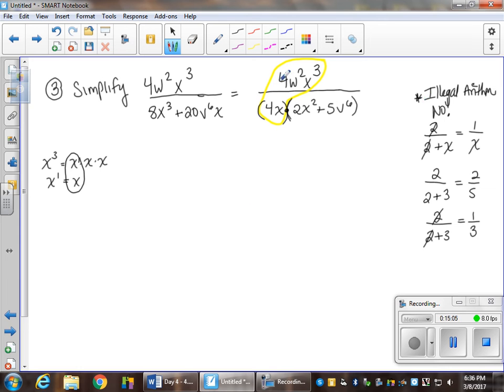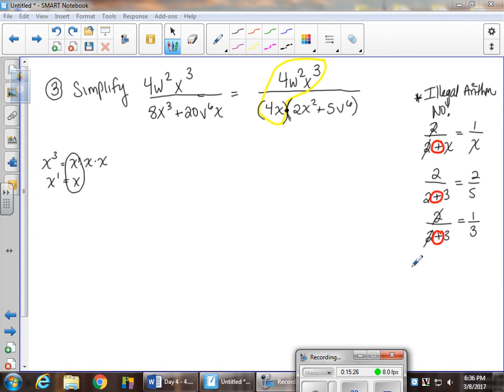Because the operation gluing what you're trying to cancel, notice, is addition. It could be subtraction, right? Addition or subtraction, you cannot just cross things off. However, what if I had, versus, 2 over 2x? Well, notice now it's multiplication. So now you are allowed to simplify.